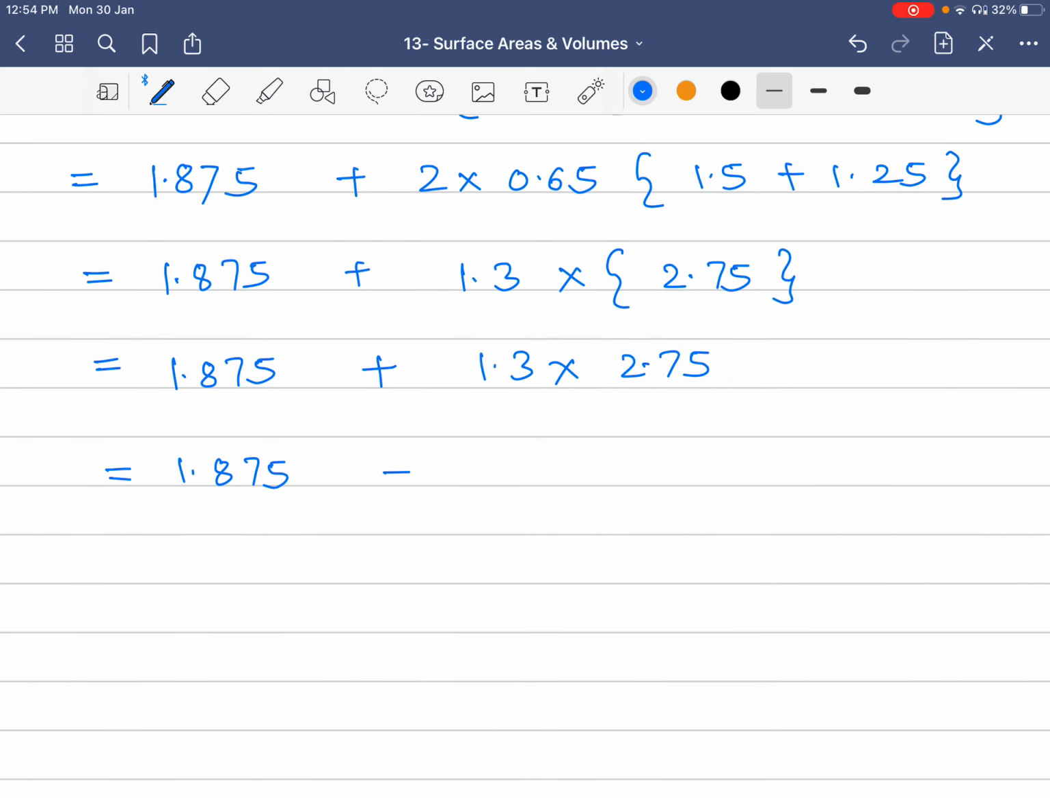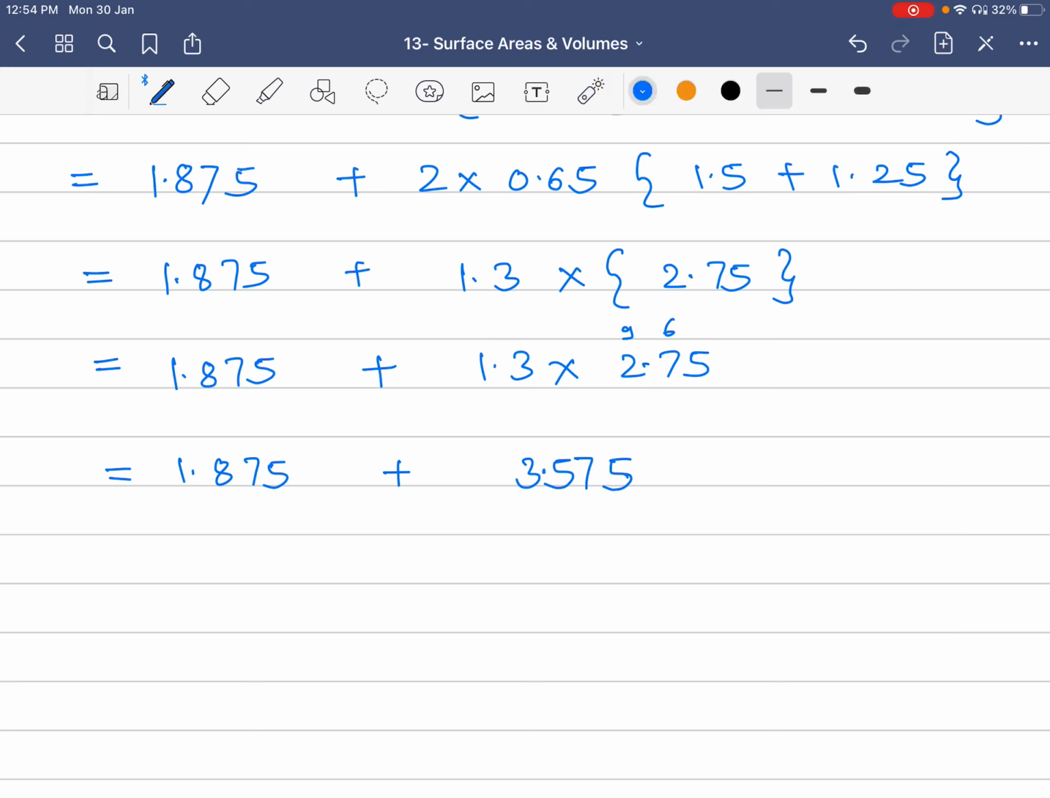1.875 as it is plus 13 5s are 65, 5, 6 gone carry. 13 7s are 91 plus 6, that is 97. So 7, 9 gone carry. And 13 2s are 26 and 9 is 35. So this is 35. And we have 2 and 1, 3 decimals here. So 1, 2, 3. So 3 decimals will go to your decimal point here.